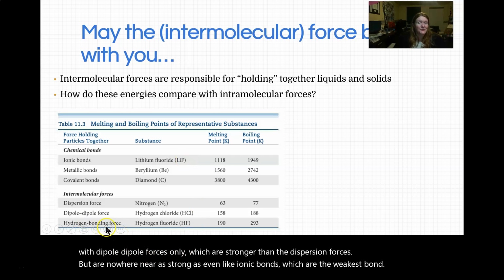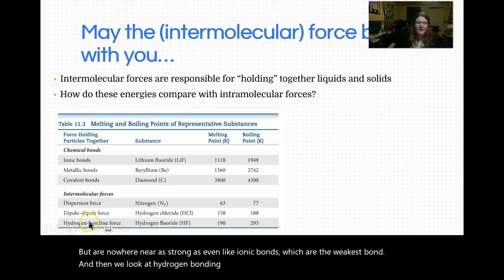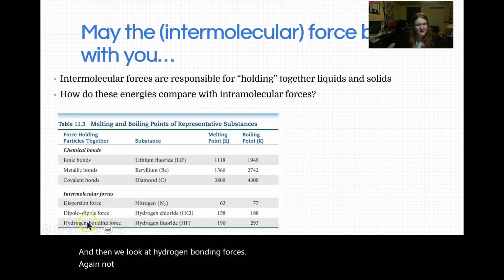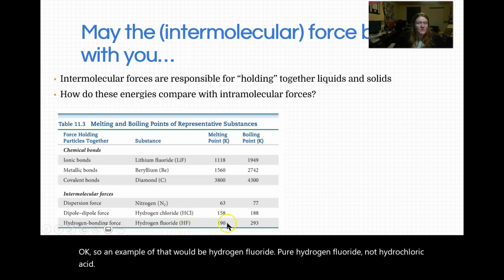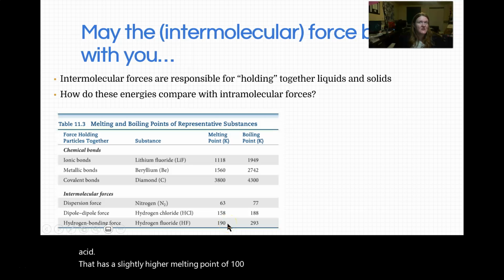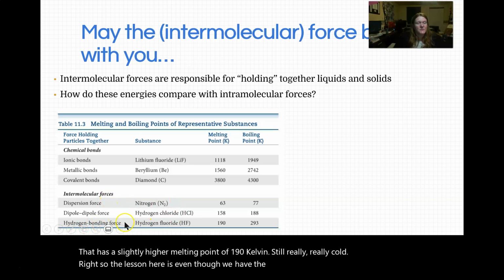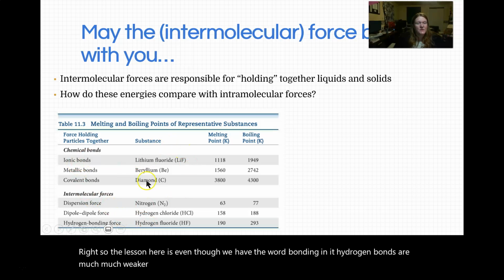And then we look at hydrogen bonding forces. Again, not actually a bond. It sounds like it's a lie. Don't fall for it. Okay, so an example of that would be hydrogen fluoride, pure hydrogen fluoride, not hydrofluoric acid. That has a slightly higher melting point of 190 Kelvin. Still really, really cold, right? So the lesson here is, even though we have the word bonding in it, hydrogen bonds are much, much weaker, okay? All of these are pure substances.